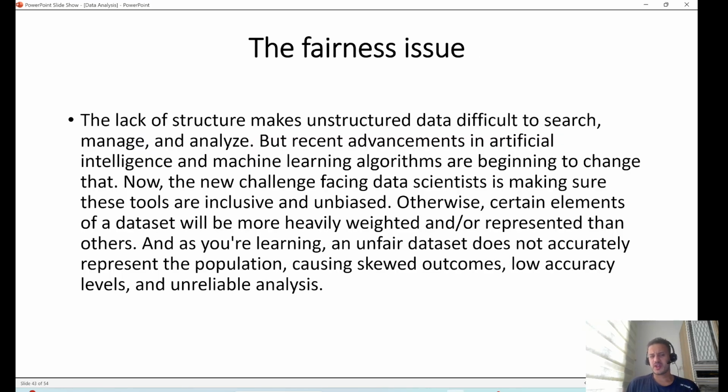The fairness issue with unstructured data is okay nowadays because of the development of AI and machine learning. The fairness question is whether the data is biased or not, and whether it represents the whole population. That is not an issue now if the data is unstructured and not stored in columns, because with machine learning and AI it is going to be so easy to work on it.